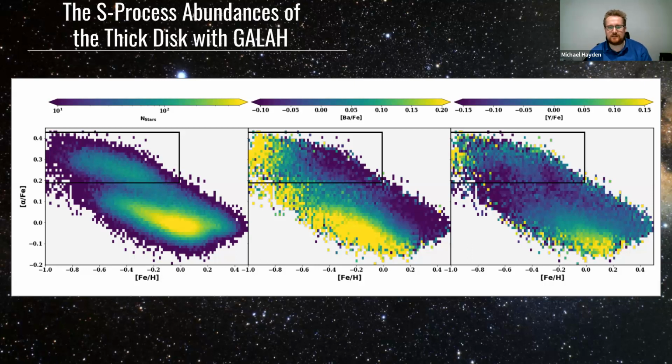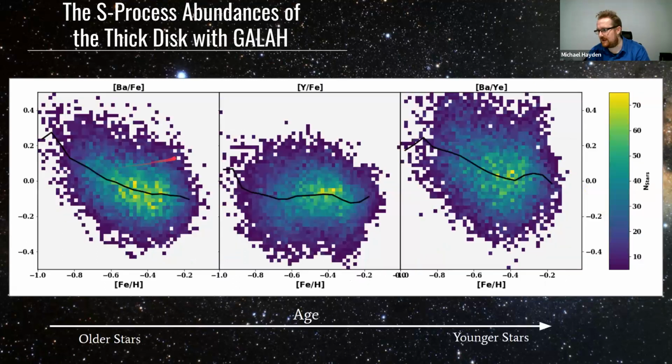And so this is where the thick disk or high alpha stellar populations are useful, which I've highlighted in the black boxes here. These stars are the oldest in the Milky Way, and the [Fe/H] is directly related to the age of the star and acts like a clock. So the y-axis for each plot that I'm showing here is barium, yttrium, and barium to yttrium.